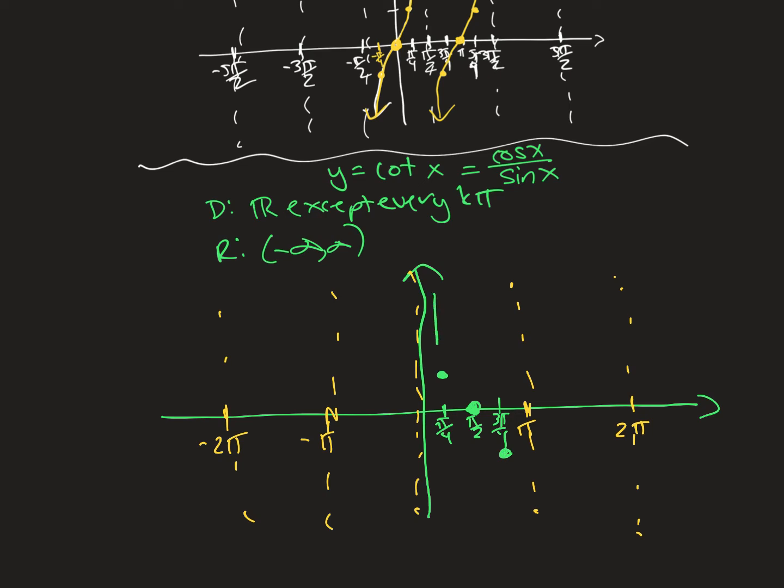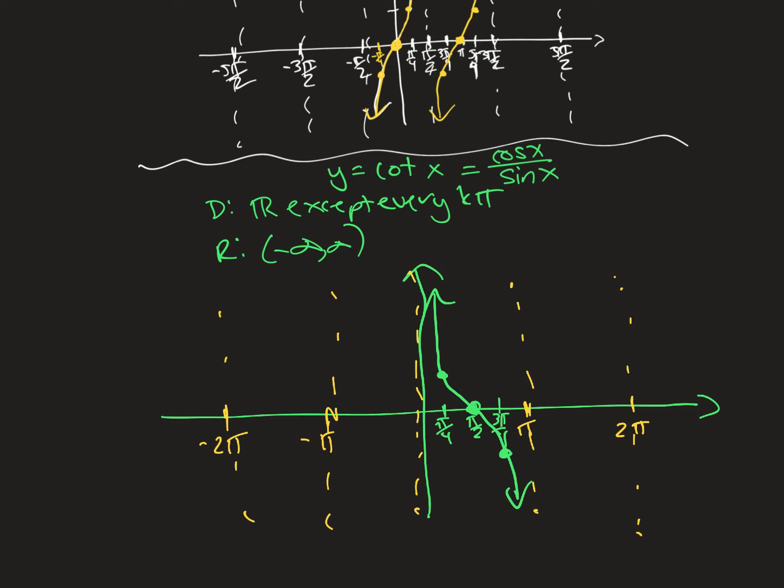So here's our one period, what that graph looks like. So similar, and we're going to talk about shortly how the graphs relate to each other, or how the tangent is just a transformation of cotangent, and vice versa.